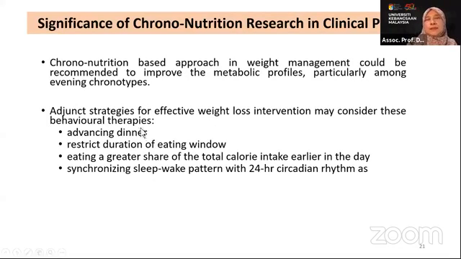So in terms of the significance of chrononutrition research in clinical practice, a chrononutrition-based approach in weight management could be recommended to improve the metabolic profiles, particularly among evening chronotypes. These can be adjunct strategies on top of the basic dietary principles that were explained by Dr. Kamal just now. Maybe the chronotype concept can be the adjunct strategy, which involves behavioral therapies by advancing dinner, restricting duration of eating window, and eating a greater share of total calorie intake earlier in the day, and also synchronizing the sleep-wake pattern with the 24-hour circadian rhythm.